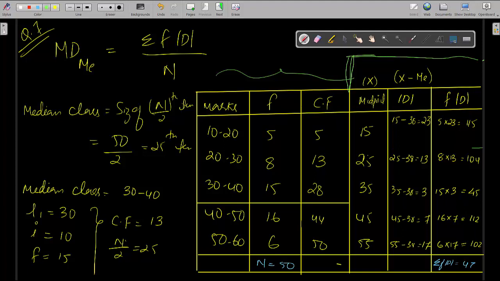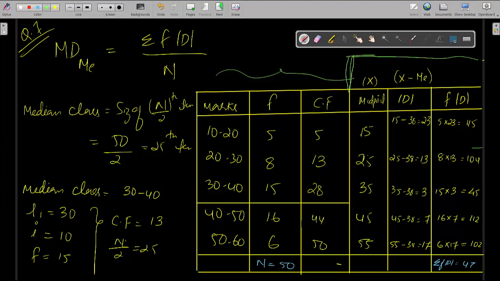So first, what do you have to do? This is the formula to calculate mean deviation from median. What do you have to do first? You have to find out the median value, right? So how do we find out the median value in continuous series? This is continuous series, right?